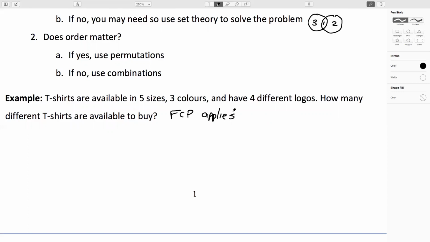We list out a blank for each of our choices. So we'll have one blank for size, one blank for color, and one blank for logo. And then we just write in the number of choices for each of these. So we've got 5 options for size, we have 3 options for color, and you'll have 4 options for logo.